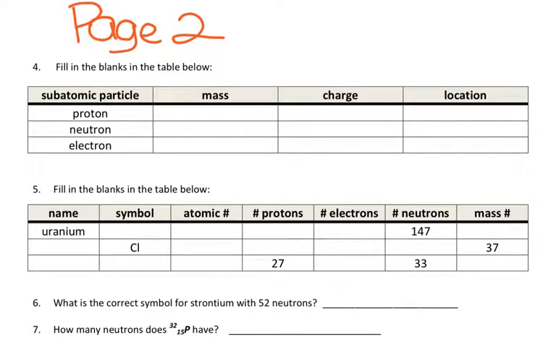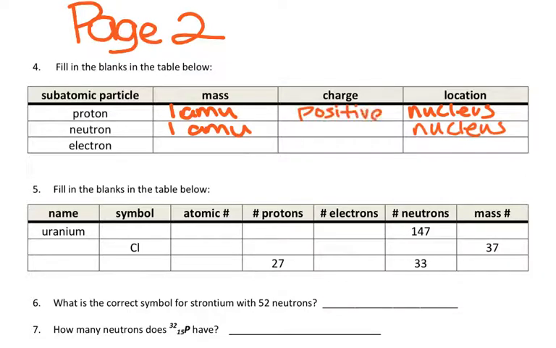Protons have a mass of 1 atomic mass unit, or 1 AMU, and neutrons have the same mass as well. And they are both found in the nucleus, in the center of the atom. And then the difference will be the charge: the charge of the proton is positive, while the charge of the neutron is neutral. So, proton positive, they both start with a P. Neutron neutral, they're almost the same word.